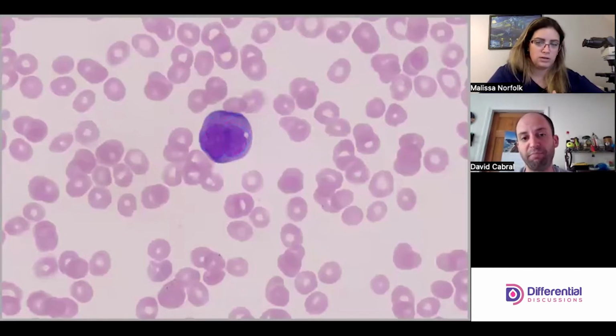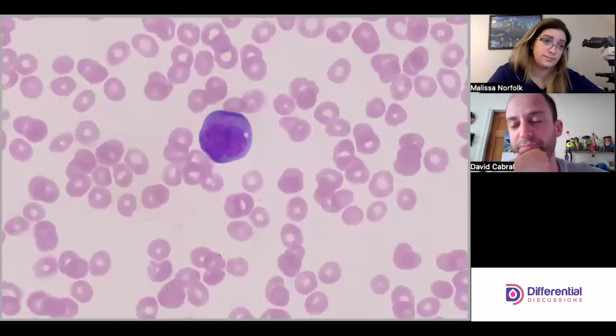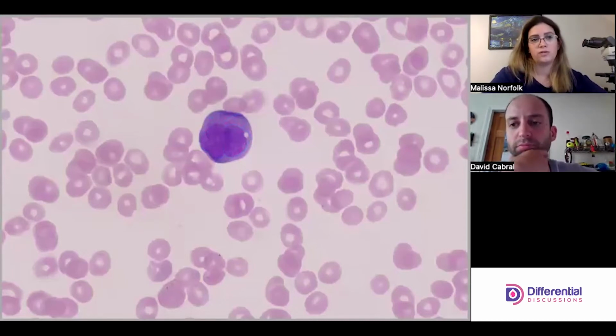The other thing is they're promyelocytes, so you can have lots of Auer rods. Usually you see more Auer rods in the bone marrow than in the peripheral blood, but in the peripheral blood you can still see a lot of Auer rods.